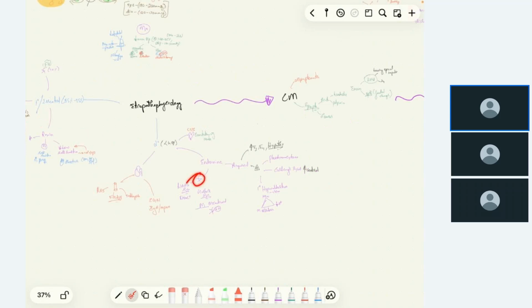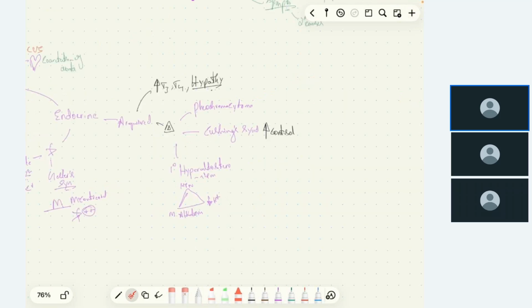Now, what are the acquired endocrine causes of secondary hypertension? The acquired endocrine causes can be due to adrenal issues or thyroid issues. The adrenal issue causing secondary hypertension is primary hyperaldosteronism. There are increased aldosterone levels and activity. It is characterized by a triad of hypertension, hypokalemia, and metabolic alkalosis.